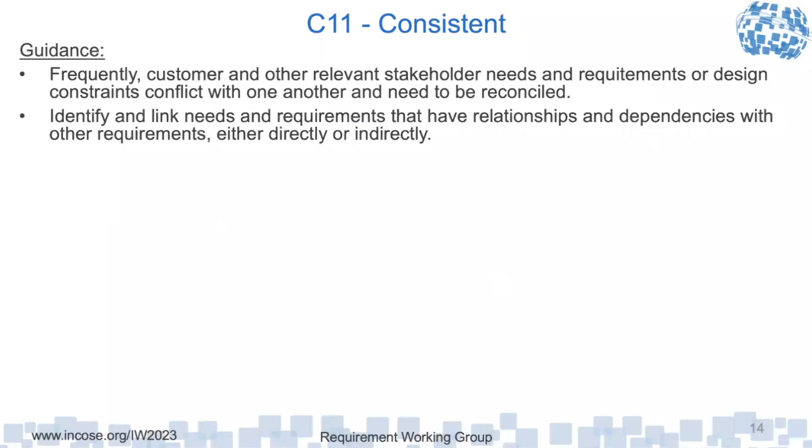And identifying links: needs and requirements have relationships and dependencies with other requirements, either directly or indirectly. And this is really important when I'm allocating, say, some quantity from one level down to the other. I introduced the concept of budgeting. If one subsystem changes something, it could conflict with another. And so if I link all those dependencies together, then if I make a change to one, I can see what the impact is to the others, and I can keep them consistent.